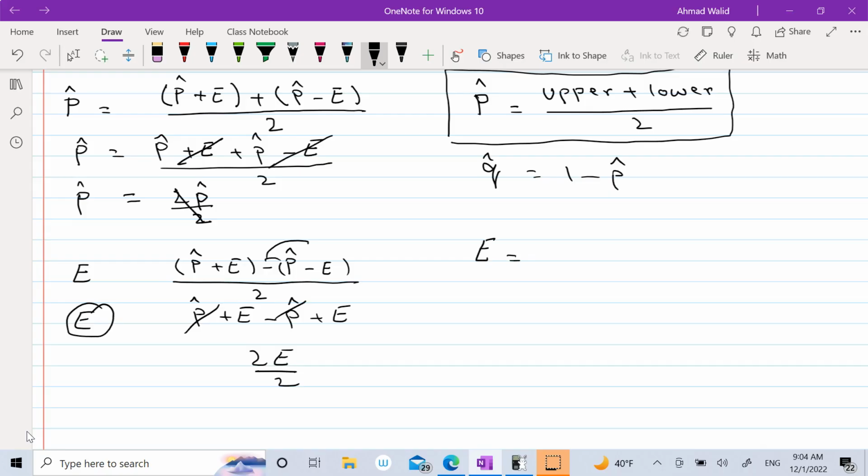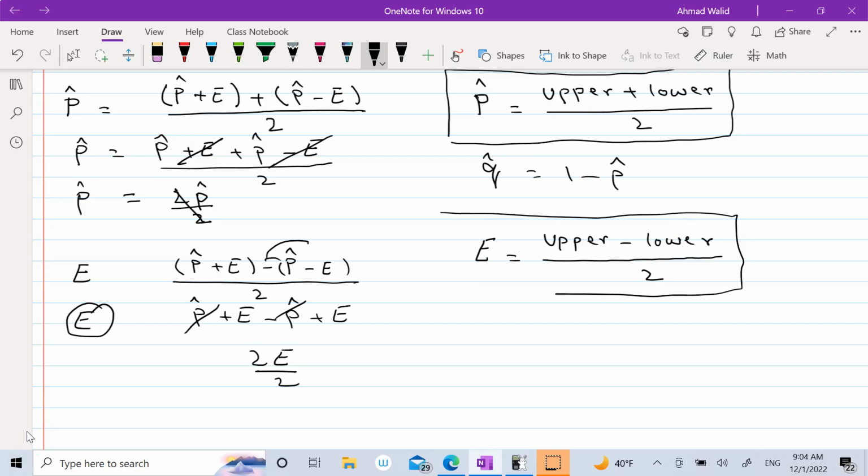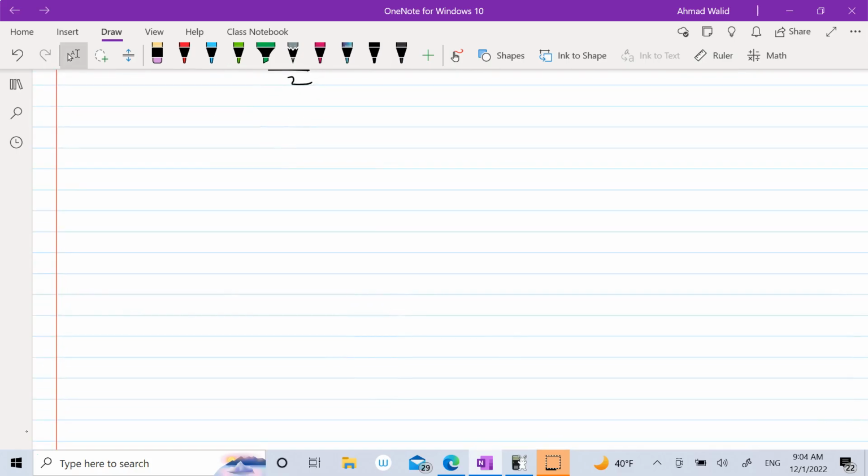To find the margin of error, if the confidence interval is given, it will be upper limit minus lower limit, divide by 2. Very easy, two things to remember. Don't worry about the left side. The ones that I put inside the box are the important ones. You have to memorize them. Correct? Now, let's do an example for this, then I'll stop the lecture for you.